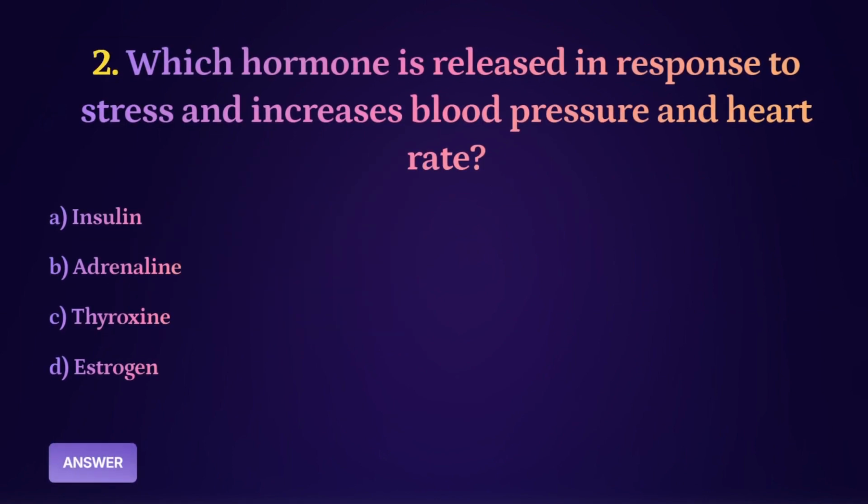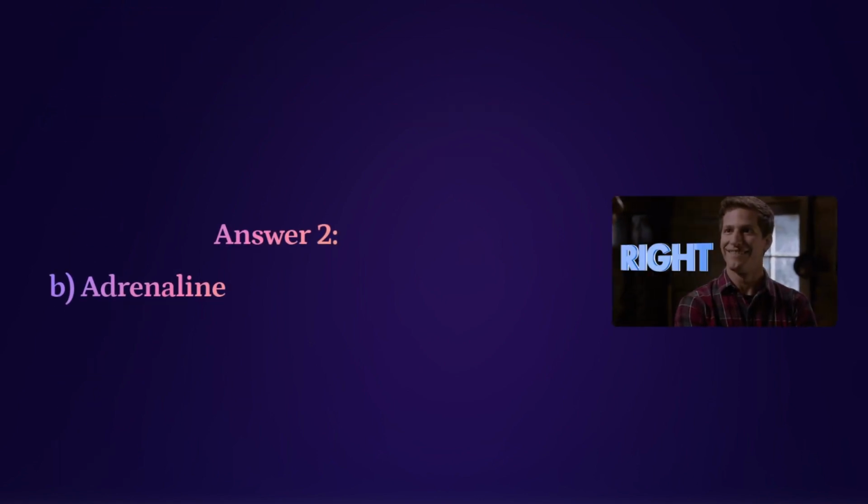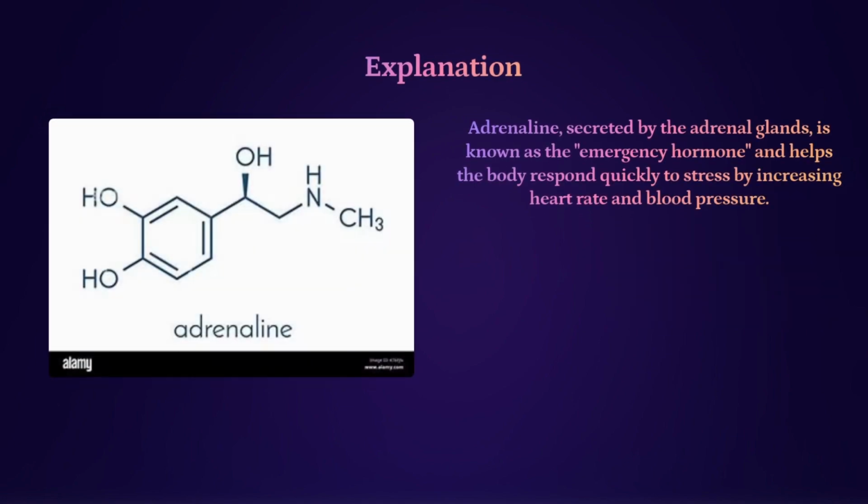Which hormone is released in response to stress and increased blood pressure and heart rate? Is it insulin, adrenaline, thyroxine, or is it estrogen? And the correct hormone is adrenaline. Adrenaline is secreted by adrenal glands and is known as the emergency hormone. It helps the body respond quickly to stress by increasing the heart rate and blood pressure.